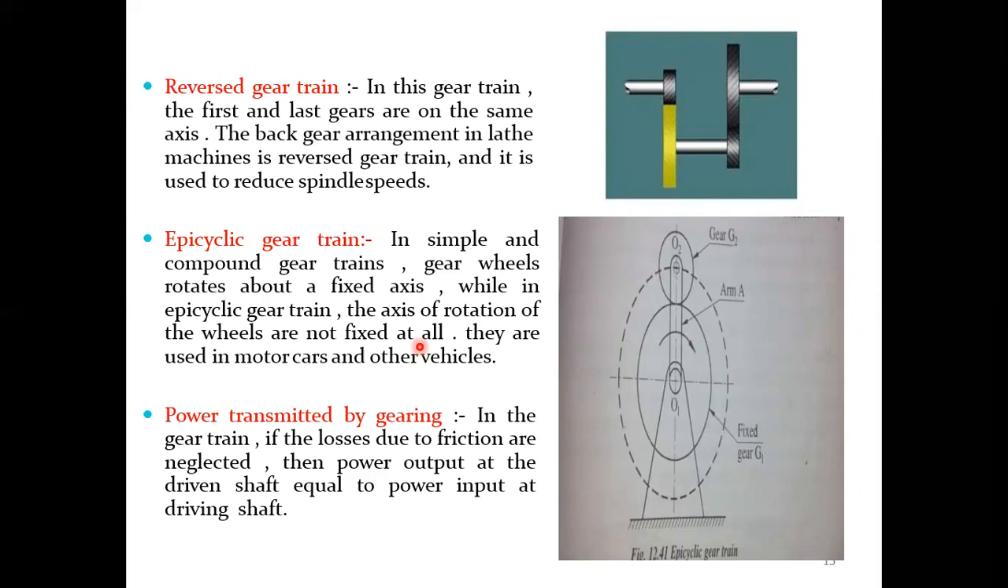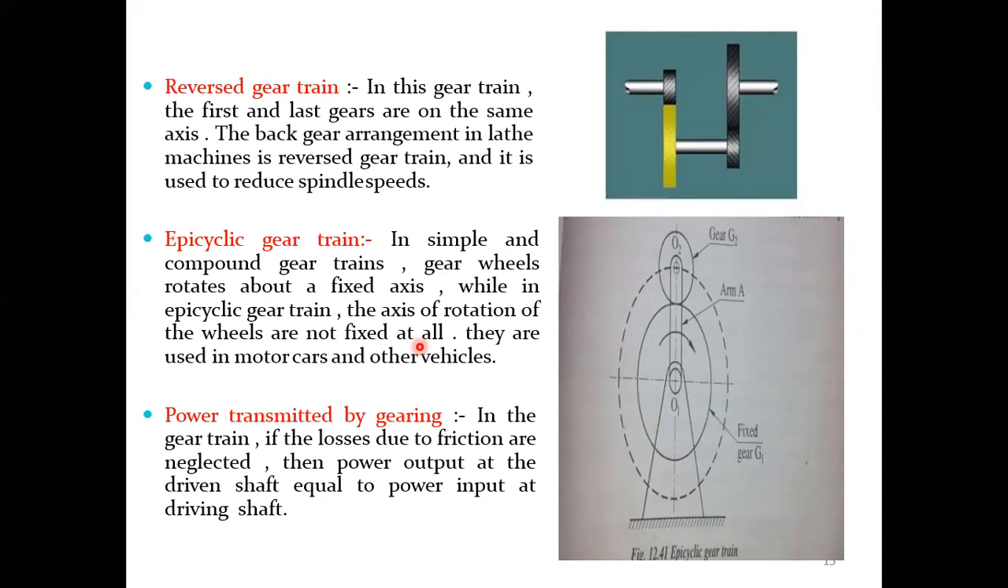These are the other types of gear trains. The first one is the reverted gear train. In this gear train, the first and the last gears are on the same shaft. The back gear arrangement in lathe machines is a reverted gear train, and it is used to reduce the spindle speed.